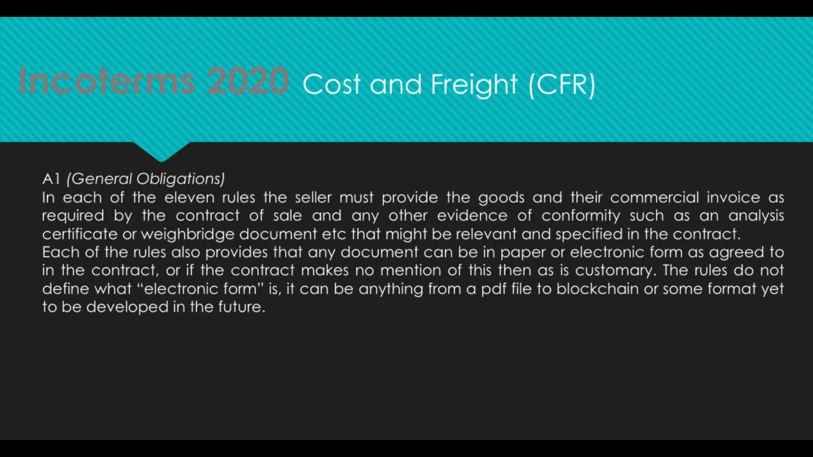A1. General obligations. In each of the 11 rules, the seller must provide the goods and their commercial invoice as required by the contract of sale and any other evidence of conformity, such as an analysis certificate or weighbridge document, etc., that might be relevant and specified in the contract. Each of the rules also provides that any document can be in paper or electronic form as agreed to in the contract, or if the contract makes no mention of this, then as is customary. The rules do not define what electronic form is. It can be anything from a PDF file to blockchain or some format yet to be developed in the future.